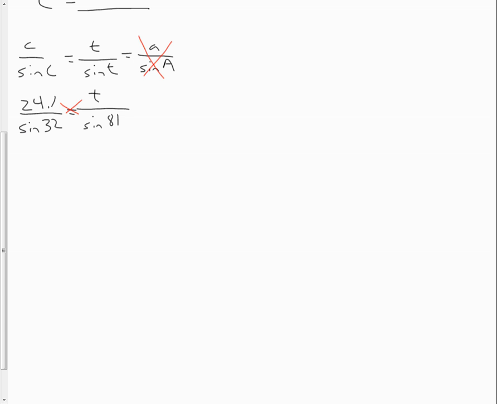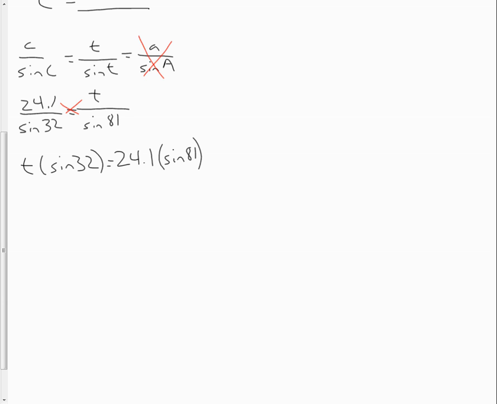So when I cross multiply, it's going to give me t times sine 32 is equal to 24.1 times sine 81. Okay. Now I want to get that t value on the left-hand side of the equal sign all by itself. So right now it's being multiplied by sine 32. And so what I need to do is get rid of that sine 32.